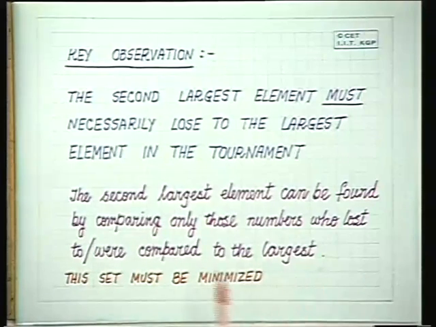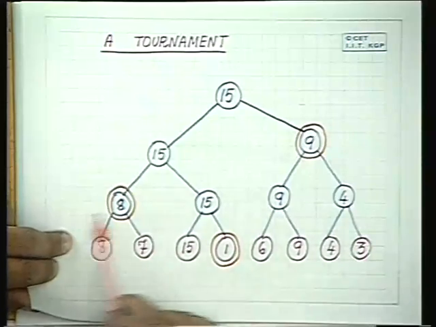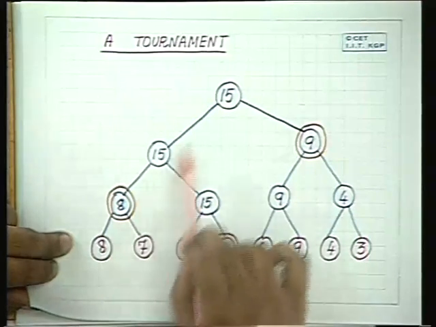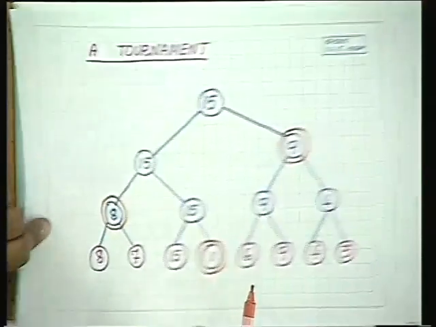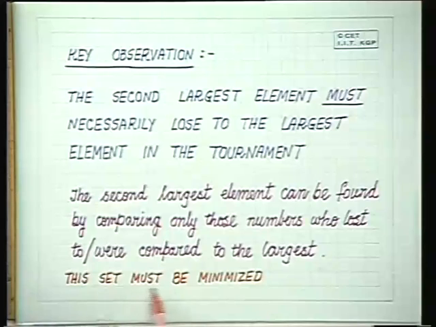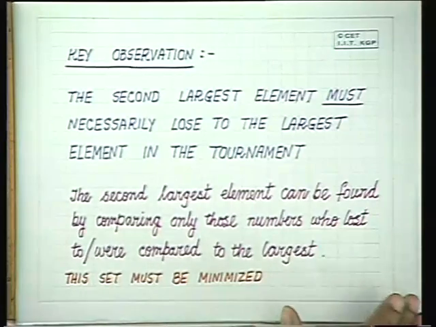Along the tree, now not only at the first level as in the max and min, where we were satisfied by first time losers, but here it is not first time losers, you must have lost somewhere in the full tournament. And what do we want to do? Finding out the maximum of n numbers will require n minus 1 comparisons. We must minimize this set to find out the second largest. So how we minimize this set depends on how we set up the tournament.